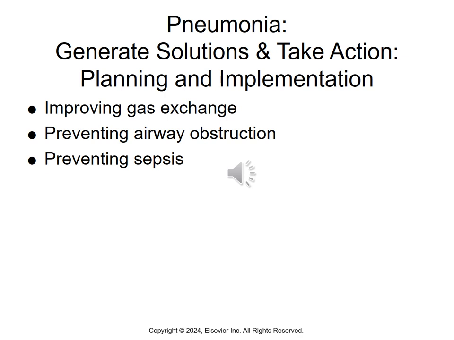Now let's talk about strategies to improve gas exchange, preventing airway obstruction, and preventing sepsis. Interventions to improve gas exchange are similar to those we've talked about with COPD. Nursing priorities include delivery of oxygen therapy and assisting the patient with bronchial hygiene. Oxygen therapy is usually delivered by a nasal cannula or mask unless hypoxia is not improving with these devices. You want to encourage use of the IS. Encourage them to sit up when using it.